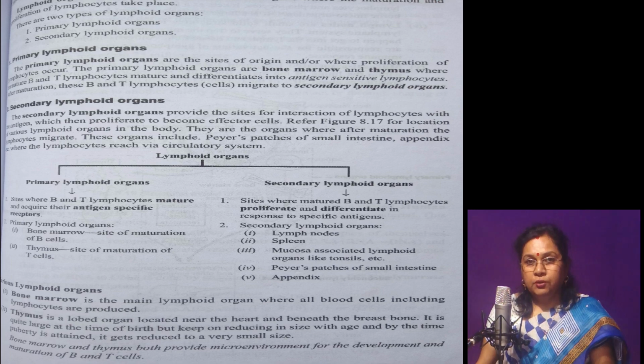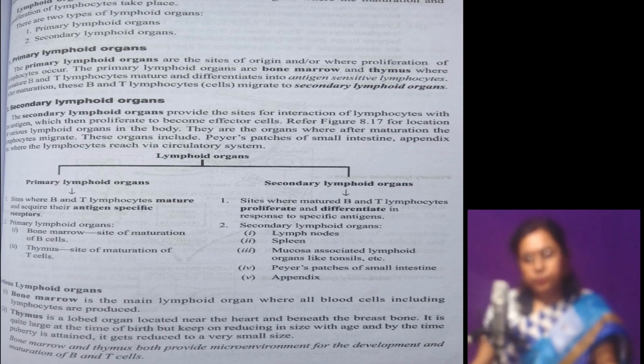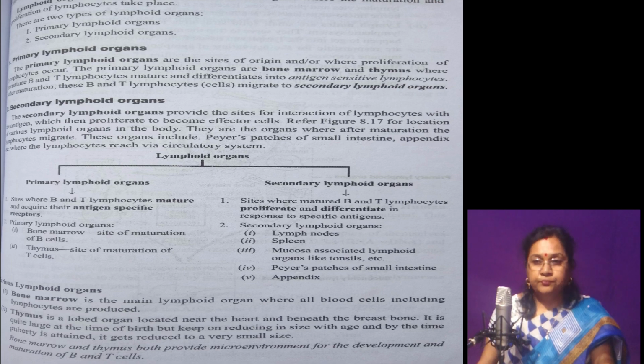Today I am going to discuss the components of the immune system. Our immune system has lymphoid organs, immune cells, soluble antibodies in the blood, and the lymphoid tissues. So, in our body, there are two types of lymphoid organs: primary lymphoid organs and secondary lymphoid organs.